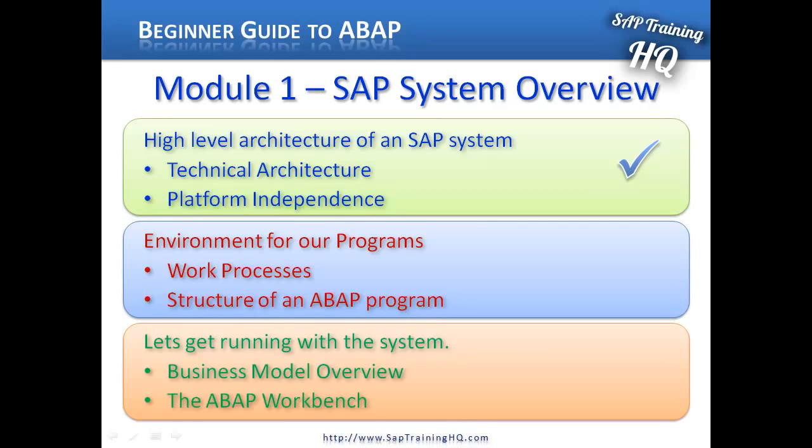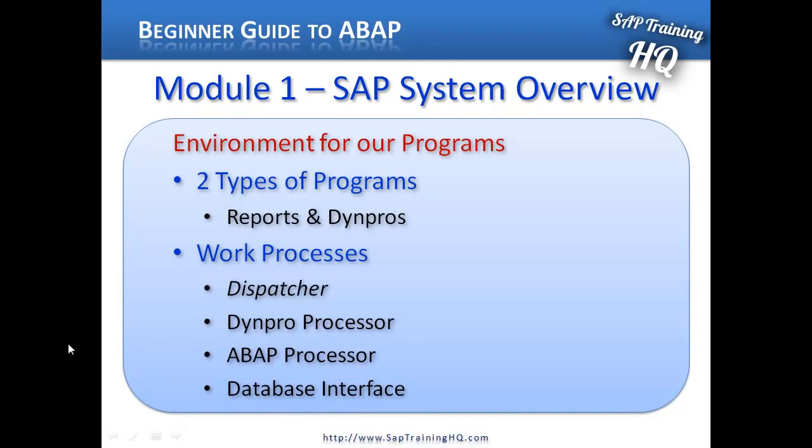Now let's move on and have a look at the environment our program's running in. We're going to discuss the work processes and then we'll move on to the structure of an ABAP program. Within an SAP system, or at least what we're looking at, we have two types of programs. We have reports and we have Dynpros.